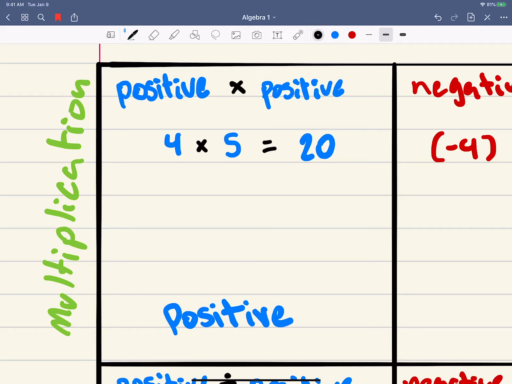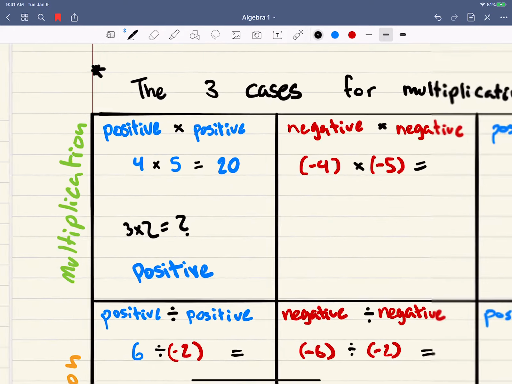That's pretty simple, right? I'm going to give you a practice problem right here. Practice: 3 times 2 is equal to what? And then you'll answer that.